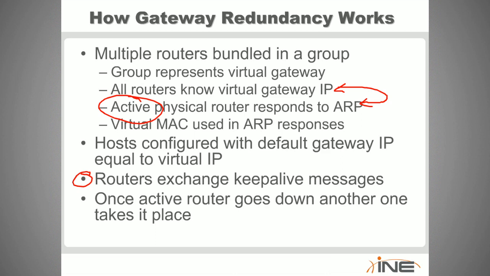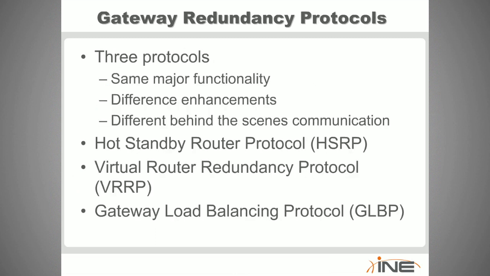But the idea is that from the end host's perspective, they don't need to update any information in their ARP cache, because we're virtualizing the association between the gateway IP address and the underlying MAC address.